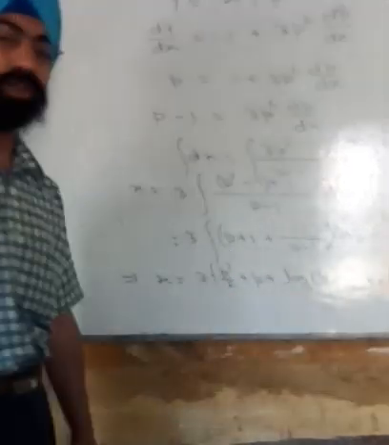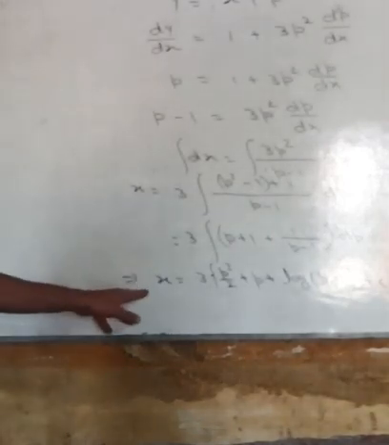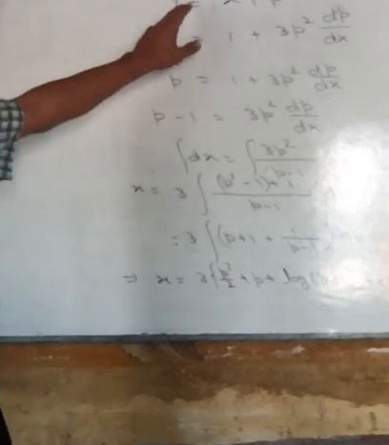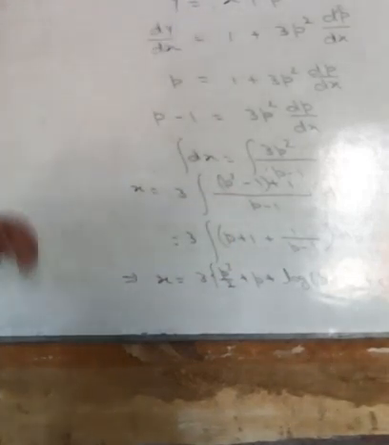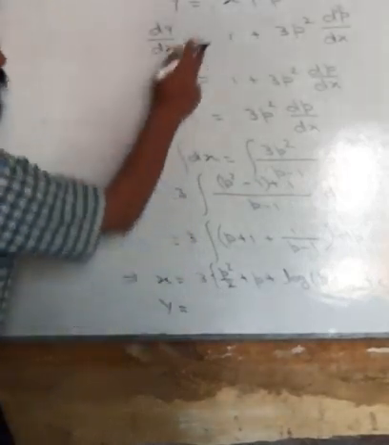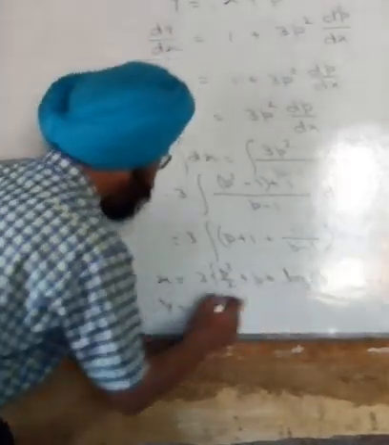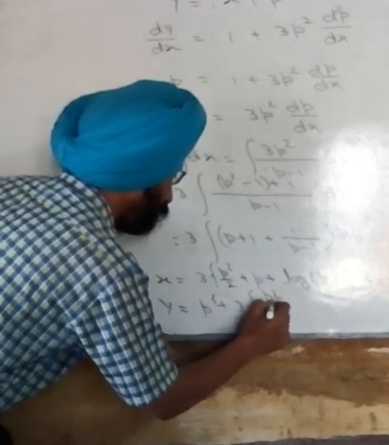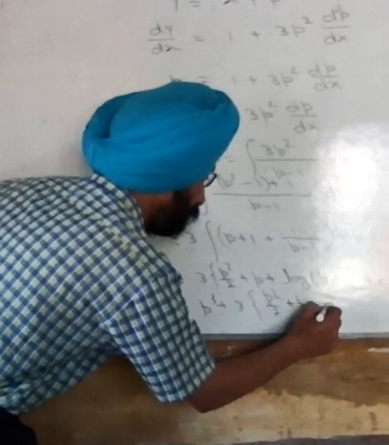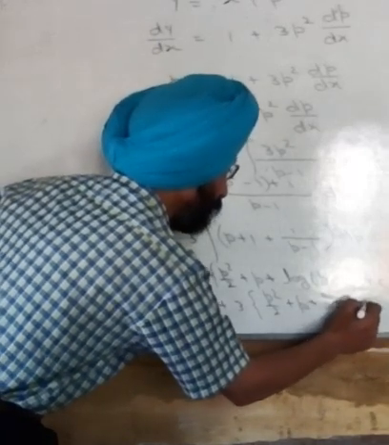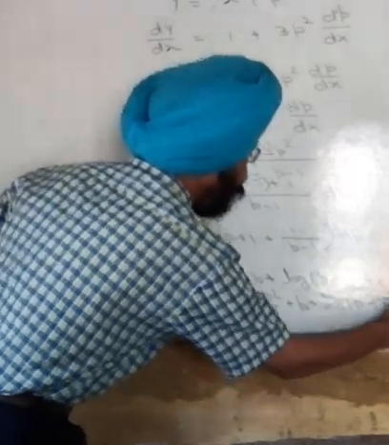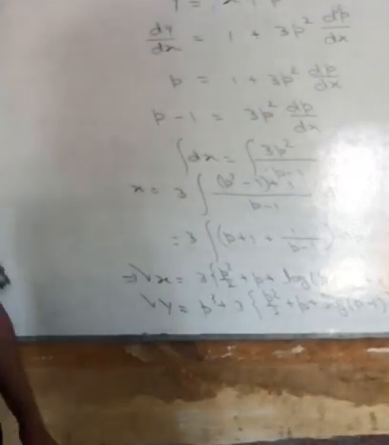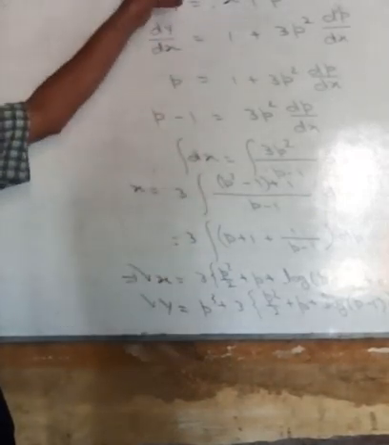Plus you can take the constant of integration as c. This is the value of x. Now substitute this value of x in this equation. So what you are going to get is y is equal to x plus p cube. This is your x plus p cube. So p cube plus 3 p square plus 2 plus p plus log of p minus 1 and constant of integration. Together these two equations will give you the complete solution of the given differential equation.